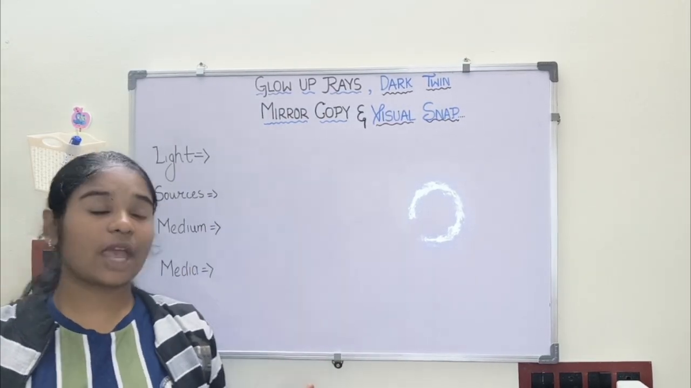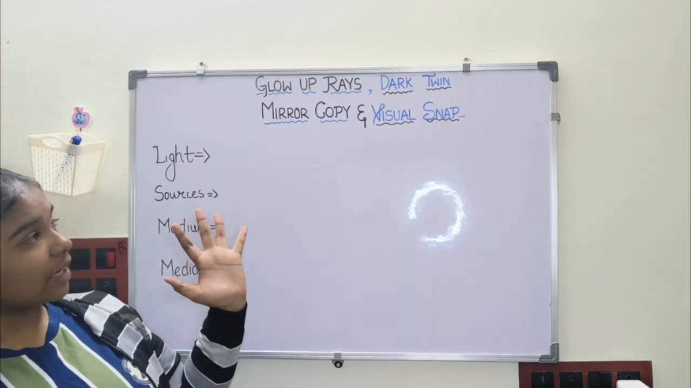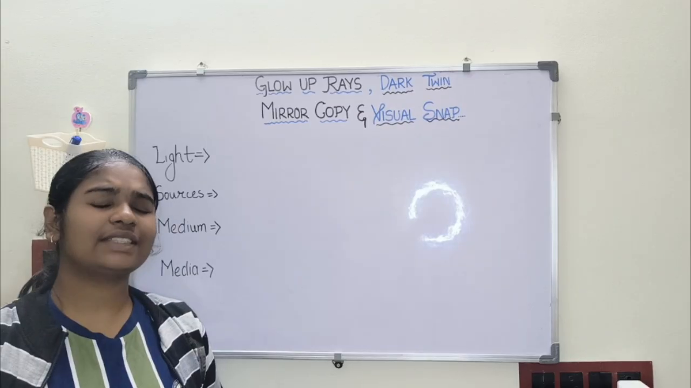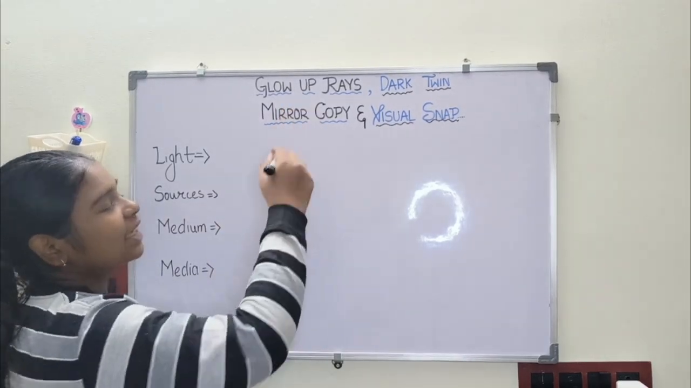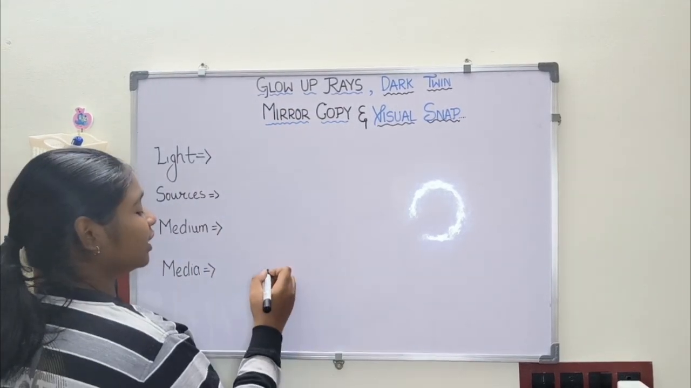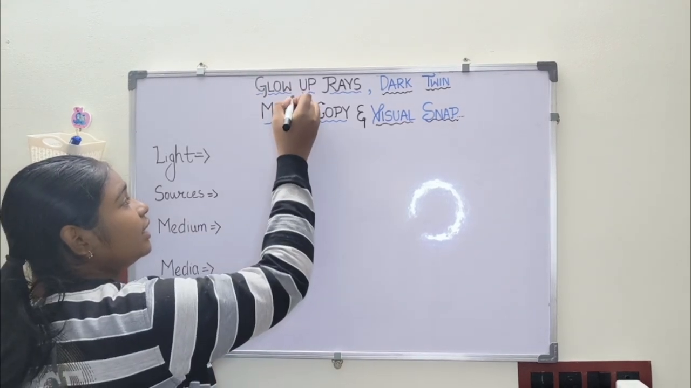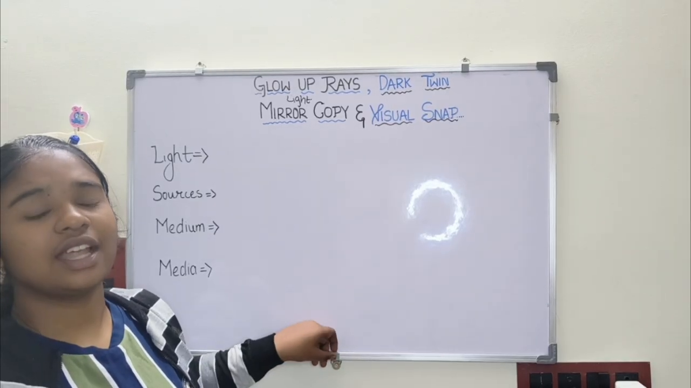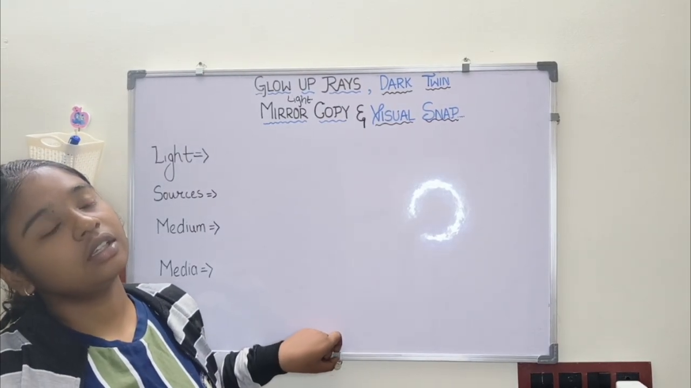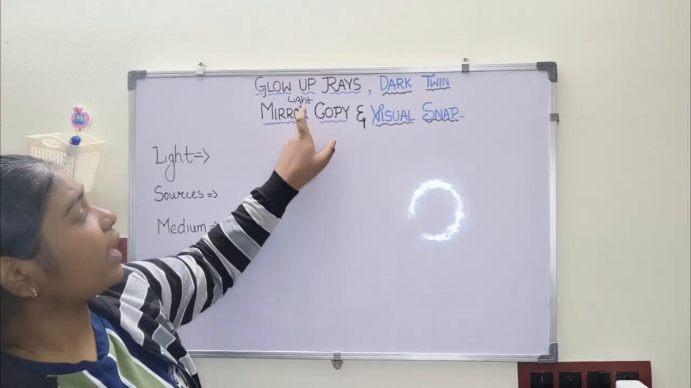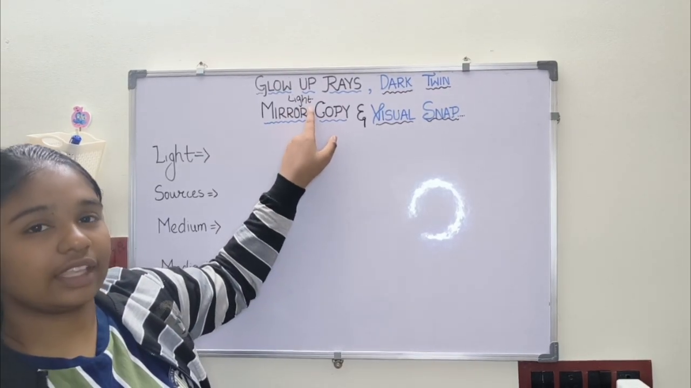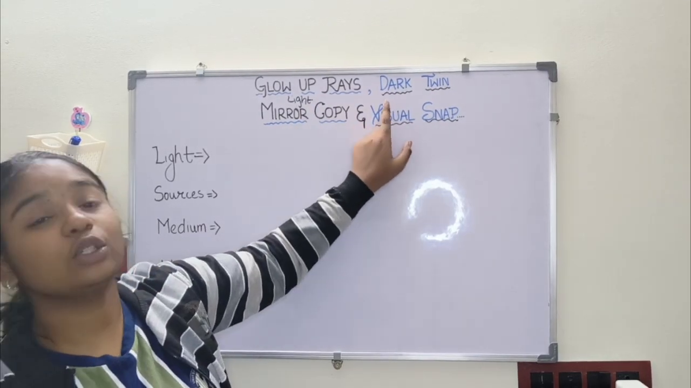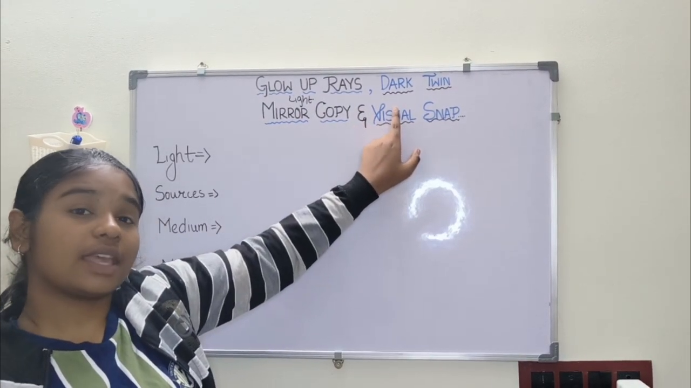So today in this video we are gonna cover class 6 IIT Physics. Today the chapter is globe rays, dark twin, mirror copy and visual snap. What does it mean? Globe rays is just light. Dark twin, this is dark is something. I said it's light, and I gave you the hint. We are going to learn about physics. So guess what dark twin means? It's shadow.